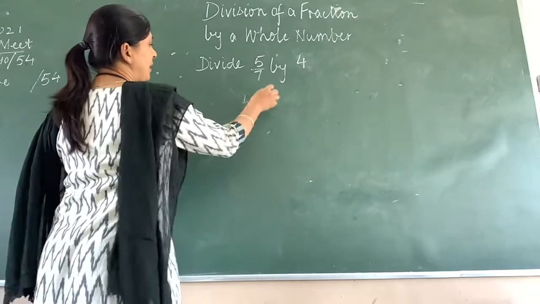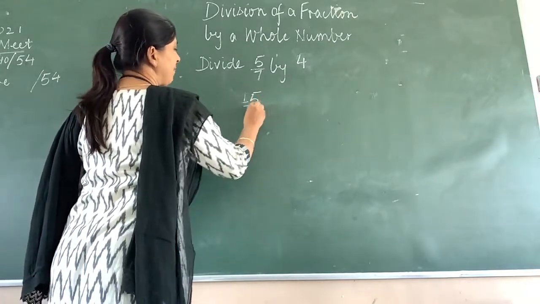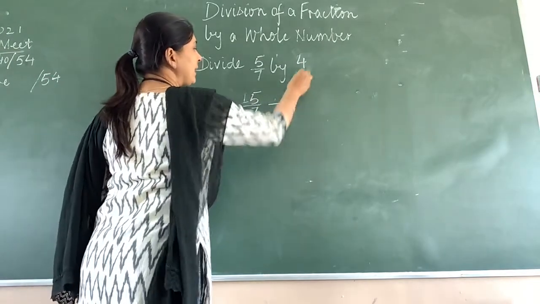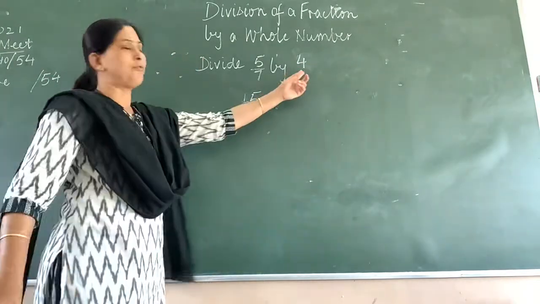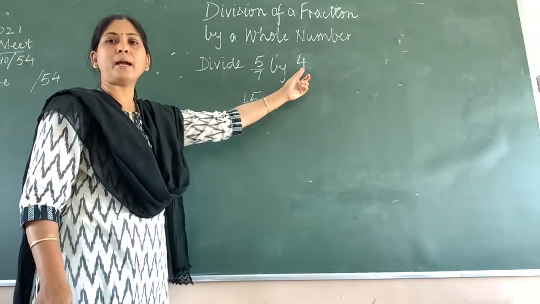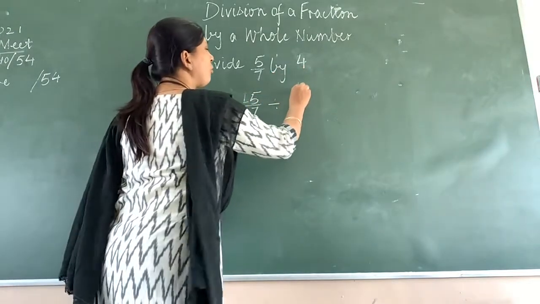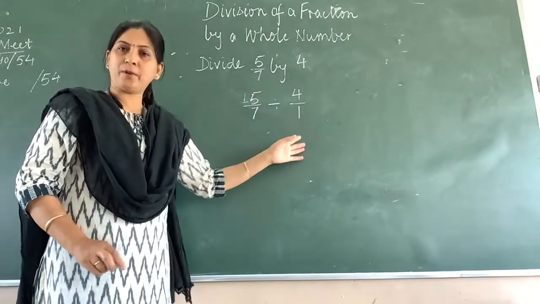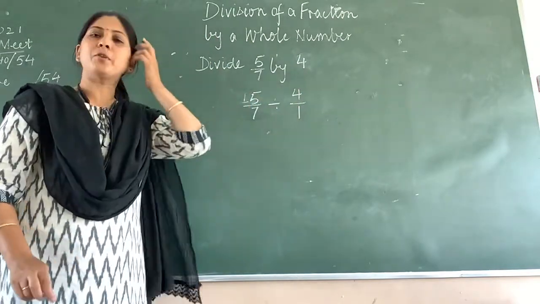Now, 5 over 7, we have to divide. So we will put a division sign and write this in fractional form. The whole number 4 can be written as 4 over 1. So we have changed this whole number into a fraction. This was our first step.